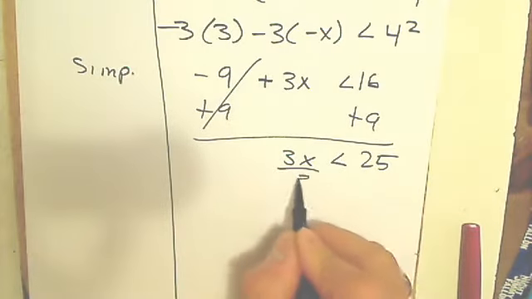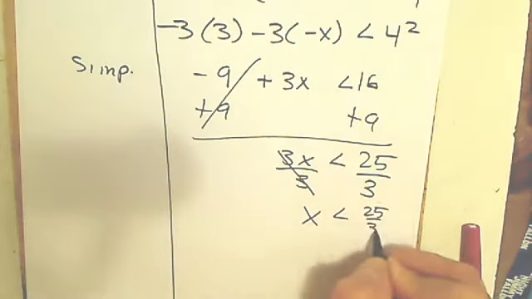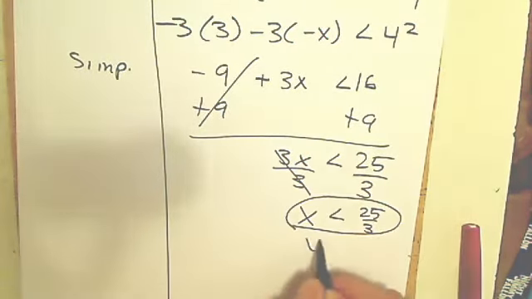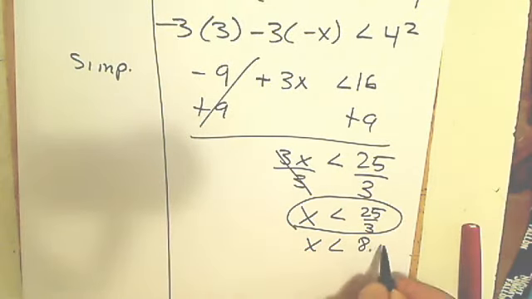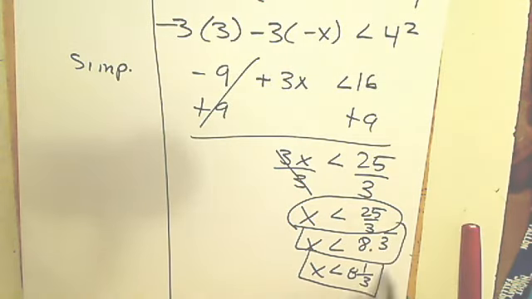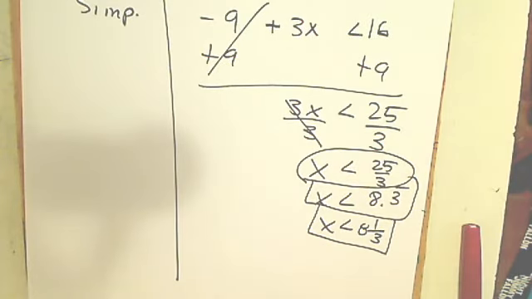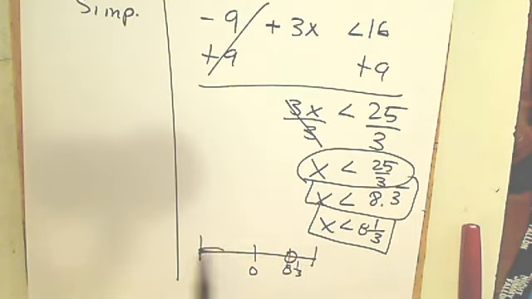Divide by 3. This is a positive 3. Nothing changes. x stays the same. Sign stays the same. You can leave it as 25 over 3 because it can't be reduced, or 8.3 repeating, or 8 and 1/3. All acceptable answers. When you graph, 0 in the middle, 8 and 1/3, open circle, shade to the left.